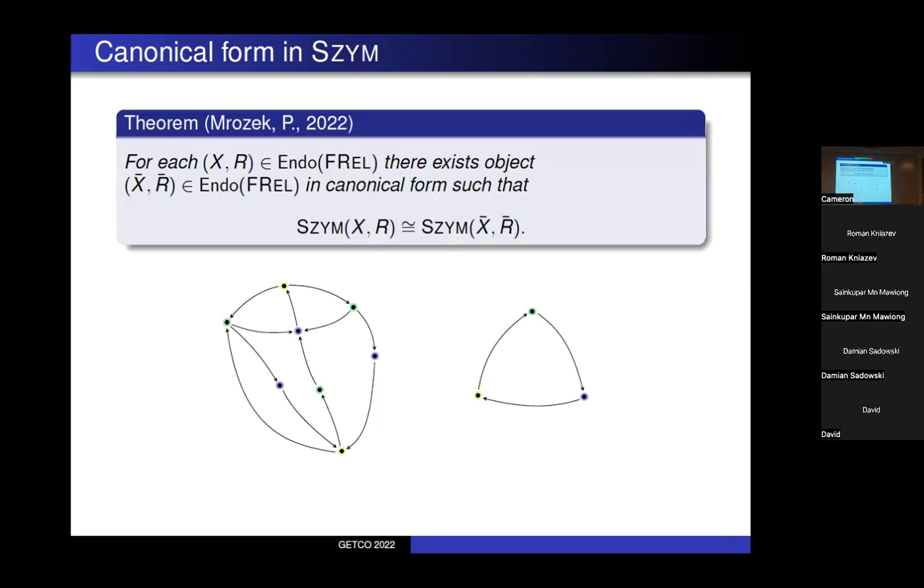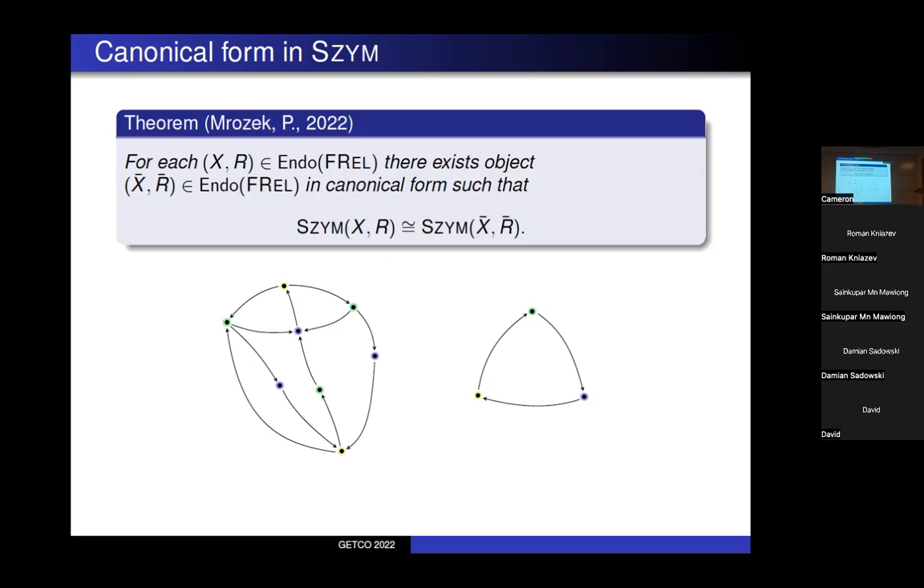And for each object, we can find an object x bar, r bar, which is in canonical form, and moreover, those two objects are isomorphic in Szymczak category. And this x bar and r bar here are exactly the quotient of a recurrent set by the tilde relation, and r bar is induced by r, as in the previous theorem.